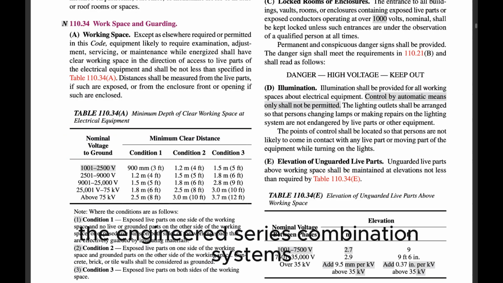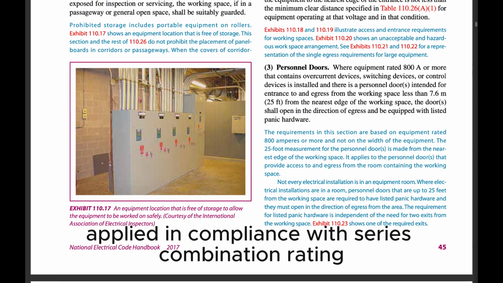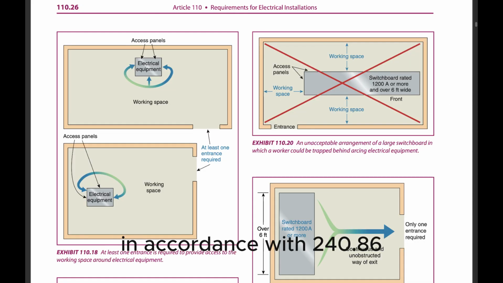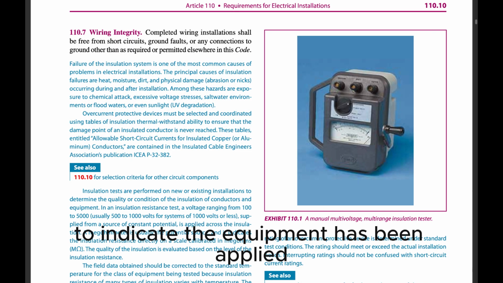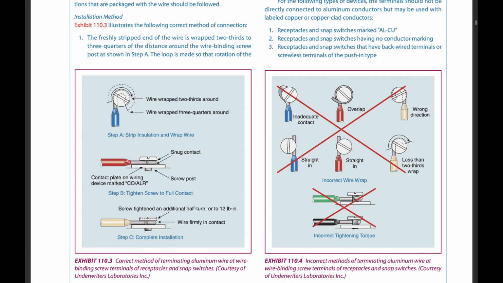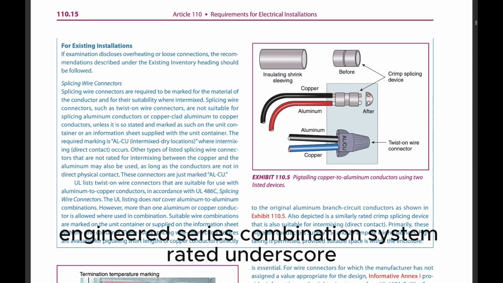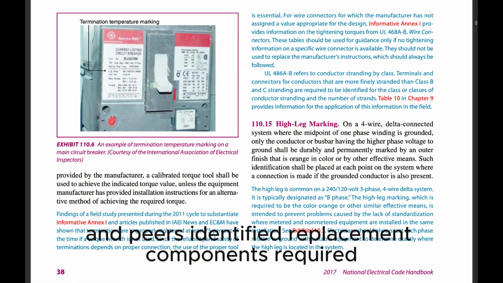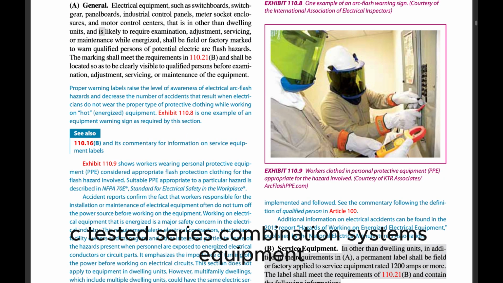B. Engineered series combination systems. Equipment enclosures for circuit breakers or fuses applied in compliance with series combination ratings selected under engineering supervision in accordance with 240.86(A) shall be legibly marked in the field as directed by the engineer to indicate the equipment has been applied with a series combination rating. The marking shall meet the requirements in 110.21(B) and shall be readily visible and state the following: Caution, engineered series combination system rated ___ amperes. Identified replacement components required. See 110.22(C).